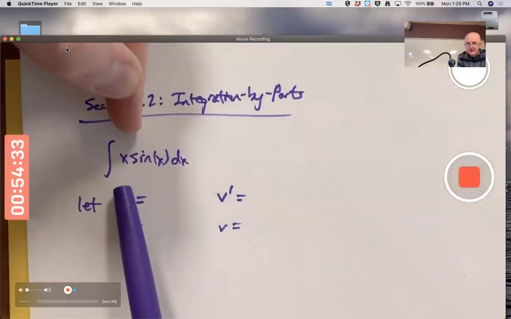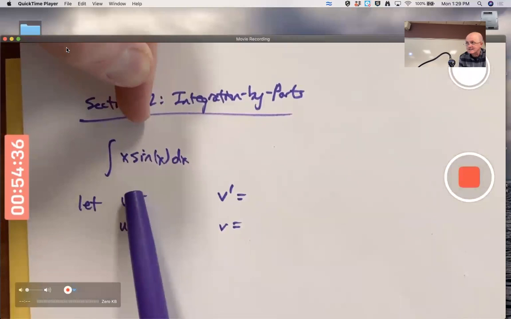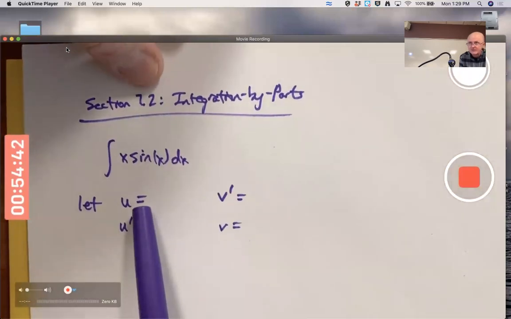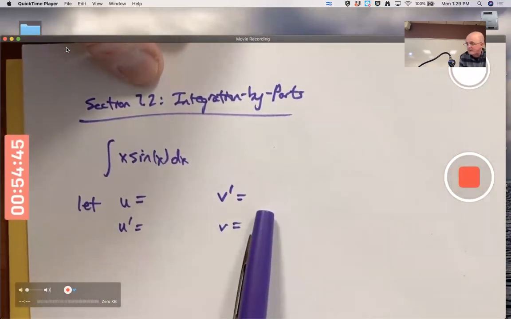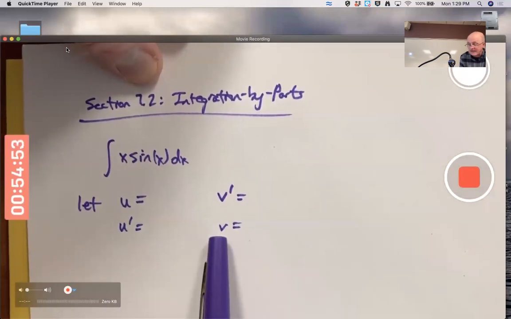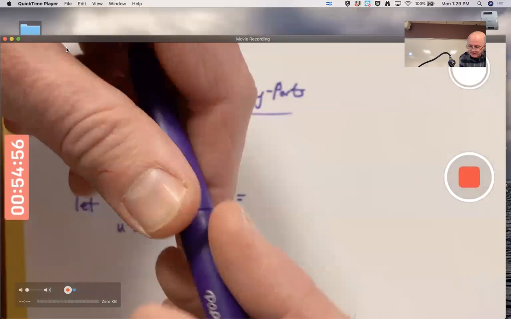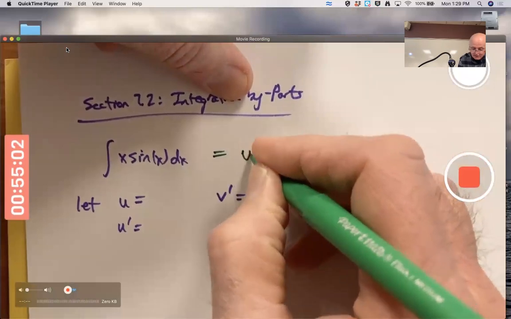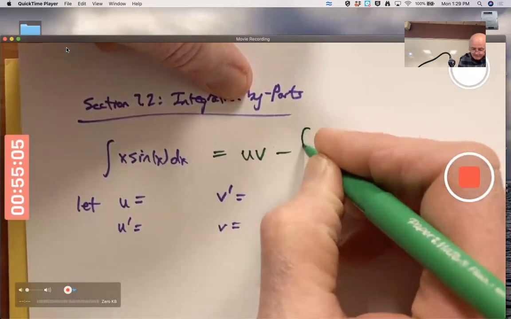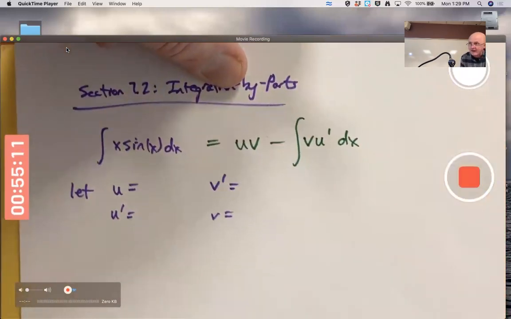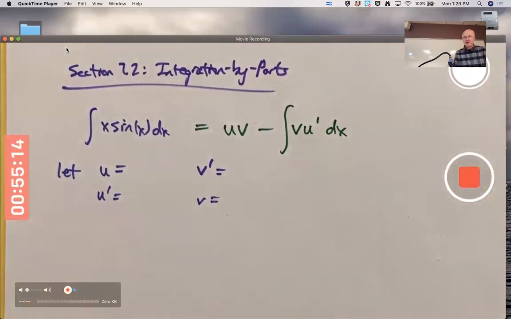I want to integrate this product of x with sine of x, x times sine x. I want to represent that product as the product of two functions, the first of which I'm going to call u and the second of which I'm going to call v prime. Why u and v prime? Because I'm going to find the derivative of u, I'm going to find u prime, and I'm going to integrate v prime to get something I'm calling v. Because the integration by parts formula turns out to say that this will equal u times v minus the integral of v times u prime. Everything with respect to x. Everything depends on x. U and v prime are functions of x.